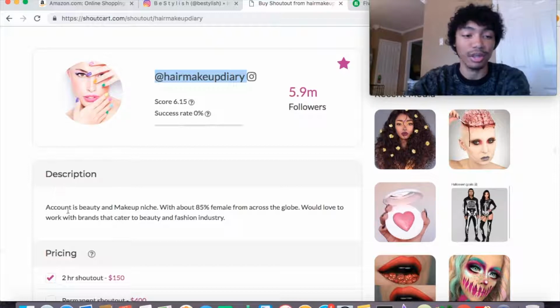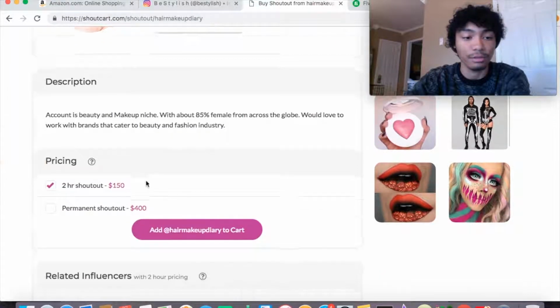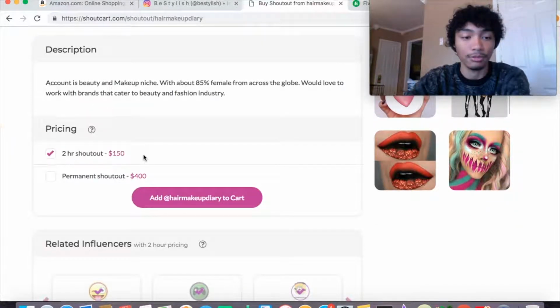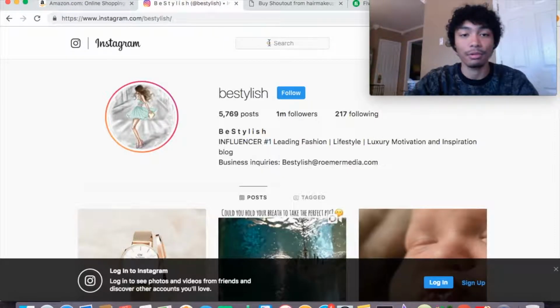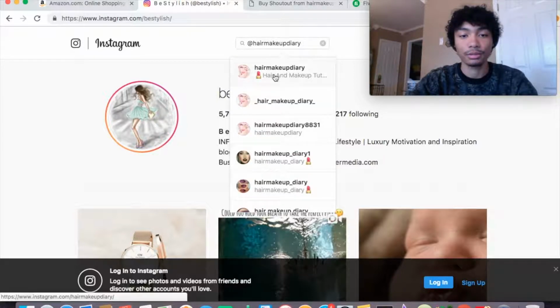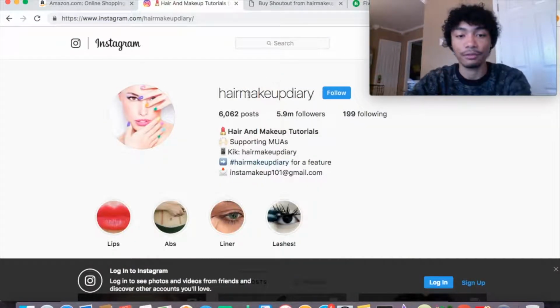It says the account is beauty and makeup niche with about 85% female from across the globe, and they would love to work with brands that cater to the beauty and fashion industry. A 2-hour shout out would be $150, and a permanent shout out would be $400. Let's search this person up on Instagram to see what their account looks like. So this is it, I believe. Make sure that's the right account. 5.9 million followers, 6,000 posts.